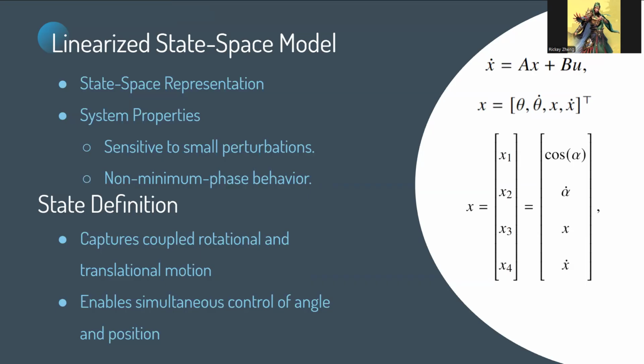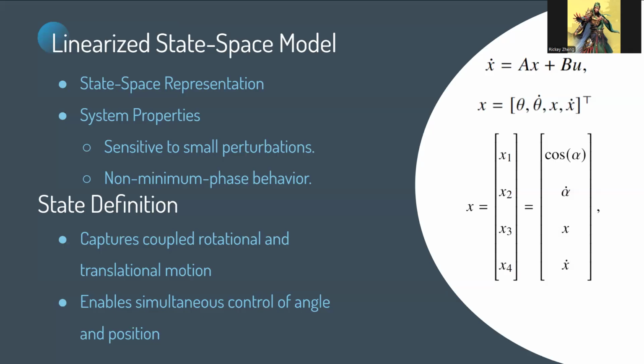The system states are defined as x1, x2, x3, and x4, where x1 represents the cosine of the pitching angle, which provides a bounded measure of angular deviation suitable for linear control design. x2 is the angular velocity. x3 is the horizontal position of the cart, and x4 is the cart velocity.